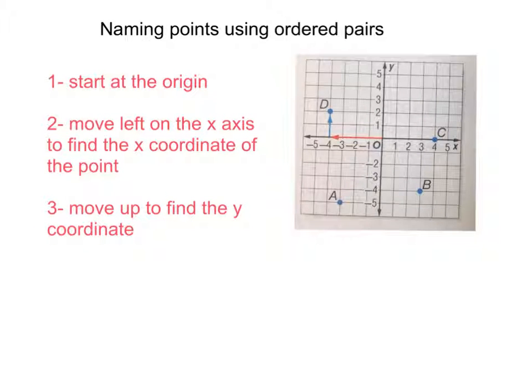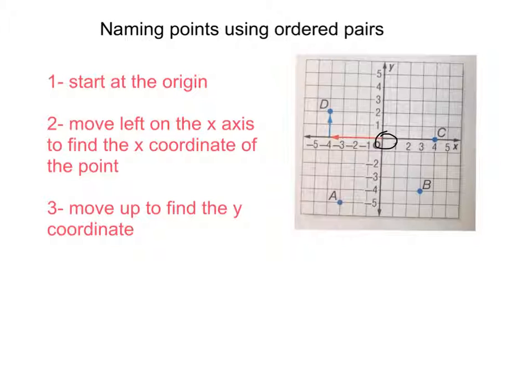So when we are naming ordered pairs, or we're giving the points, just as you saw on the previous slide, you start with the origin, which is in the center. You move left or right on the axis to find the x-coordinate. So you want to find where that point intersects the x-axis, and then you move up or down to find where it intersects the y-axis.